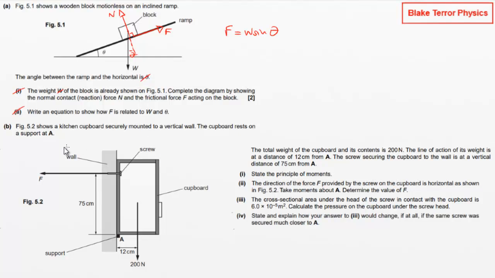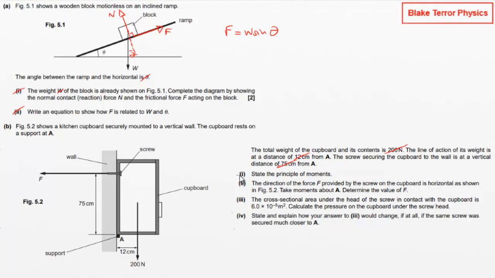Right, they seem to have given up on that block now, and we're now looking at a kitchen cupboard, which is resting on a support A. Is there anything in the text that isn't in the diagram? The total weight of the cupboard and its contents is 200 newtons. The line of action of the weight is a distance 12 centimeters from A. The screw securing the cupboard to the wall is 75 centimeters up. State the principle of moments.